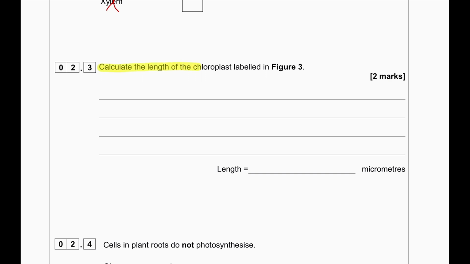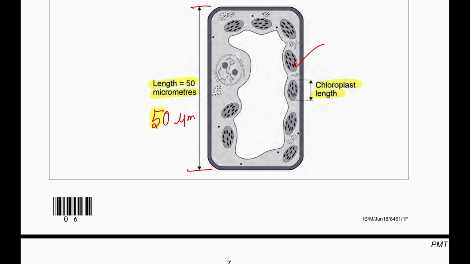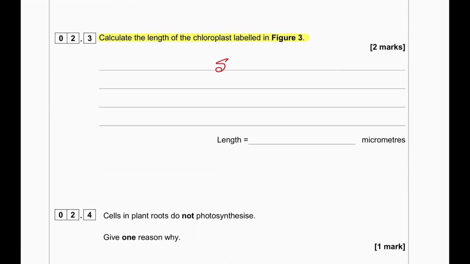Next question. Calculate the length of the chloroplast labeled in figure 3. To calculate the length of the chloroplast labeled in figure 3, we need to first measure the length from here to here, which we will assume is whatever the length for that particular thing is. So for example, if this is 8 centimeters, then we will find out 1 centimeter is equal to how many micrometers. Let's assume the length of the chloroplast is 1 centimeter. So we will find out, as an example, 50 divided by 8 multiplied by 1, which will give us the length in micrometers. So the answer is 6.25.